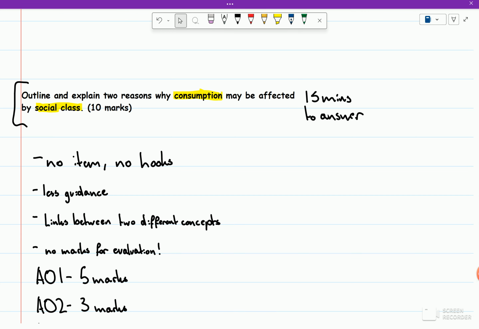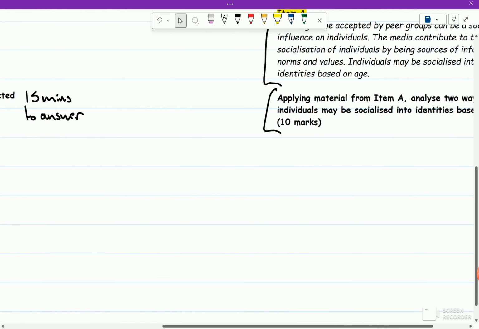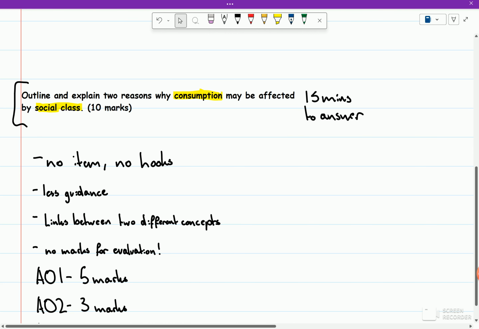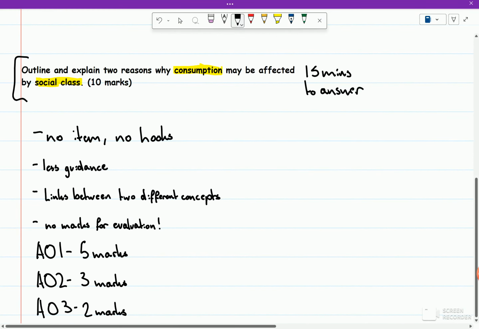So, where do we go from here? We have an idea as to what the question is asking you to do, the differences between this one and this one. So obviously no item, no hooks, less guidance. Links between 2 different concepts. No marks for evaluation, and then we've got the breakdown as to what it's worth. The only way that we're going to improve is to obviously take a question and try and answer it. So the next videos will be helping us through that process.